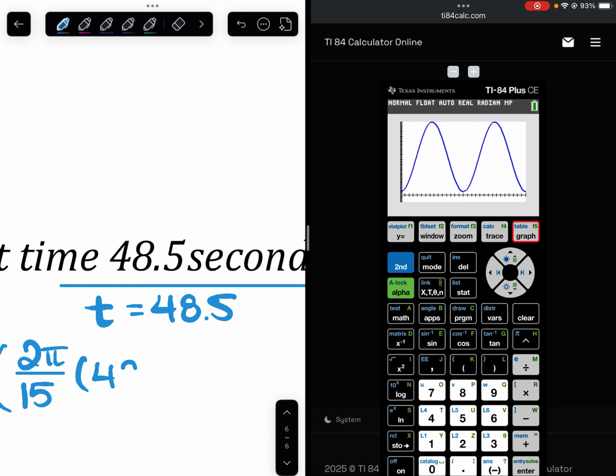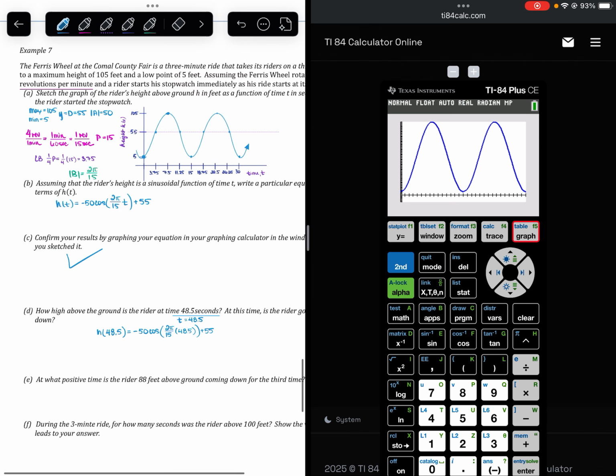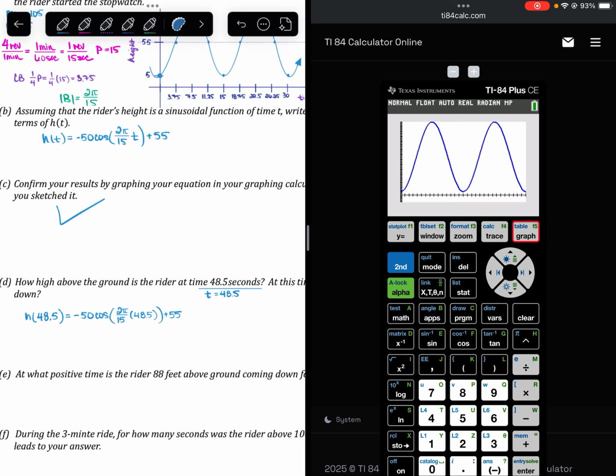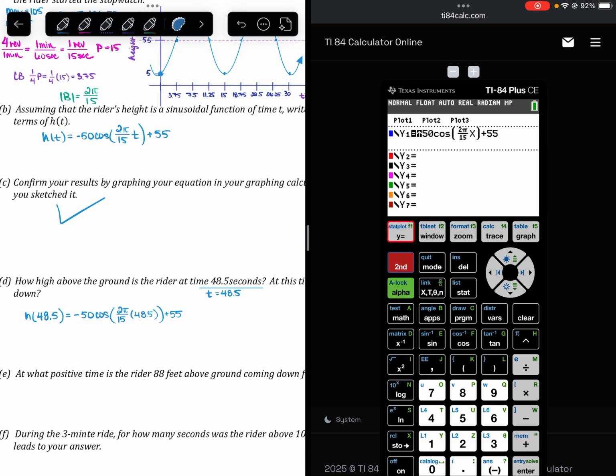Plugging in 48.5 for t, close, plus 55. The long way to do this is to type all of this into your calculator very, very carefully, and whatever it spits out is your answer. However, I already have this thing in y equals, so I'm going to quit and go to my home screen.